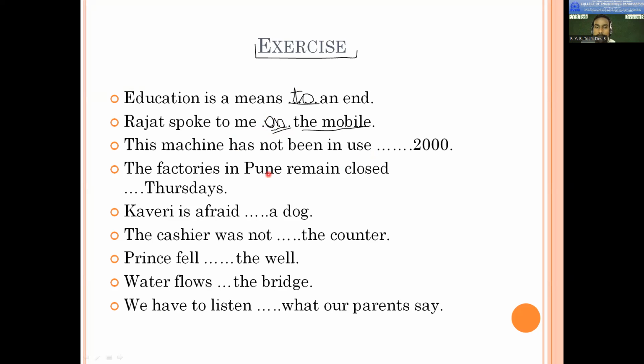Then next is: this machine has not been in use dash 2000. Since. So here all of you are right. Here it is since. You cannot use from here. Why can you not use from? If I say this machine has not been in use from 2000, because here it is has not been used, I cannot use from, but it has to be since.